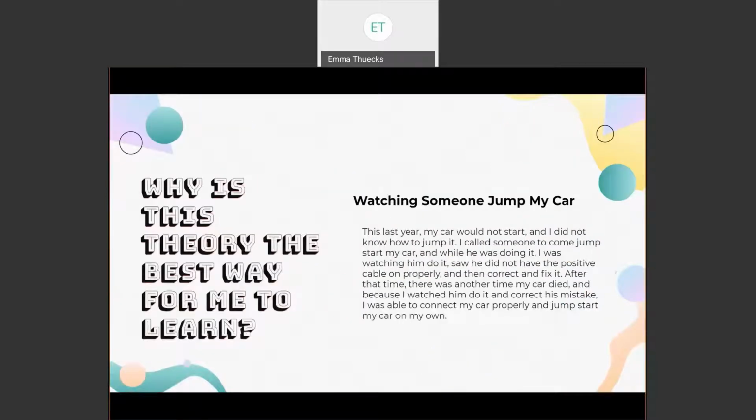So the next situation was watching someone jump my car. This last year, my car would not start. I did not know how to jump start it either. I called someone to jump start my car, and while he was doing it, I was watching him. I saw that he did not have the positive cable on properly, and then he corrected and fixed it. After that, there was another time my car died, and because I watched him do it and correct his mistake, I was able to connect my car properly and jump my car on my own.